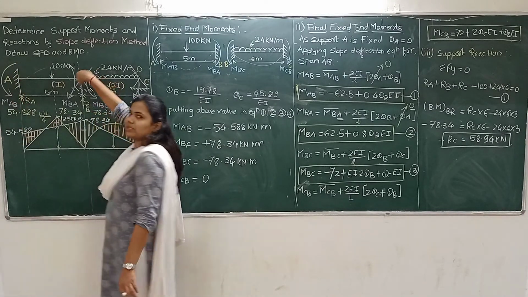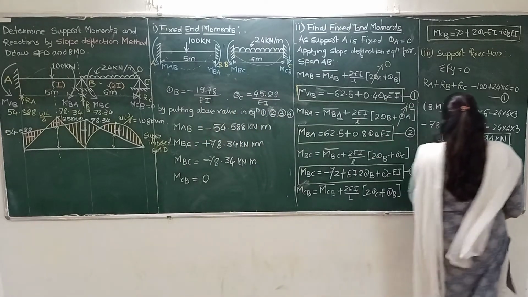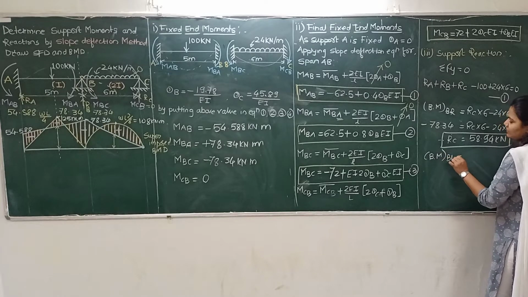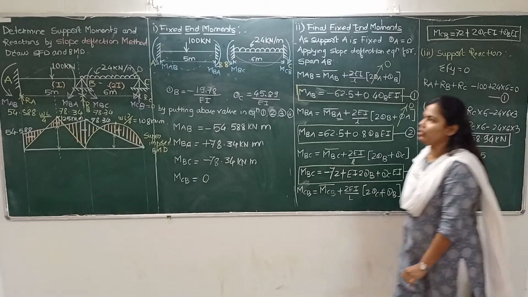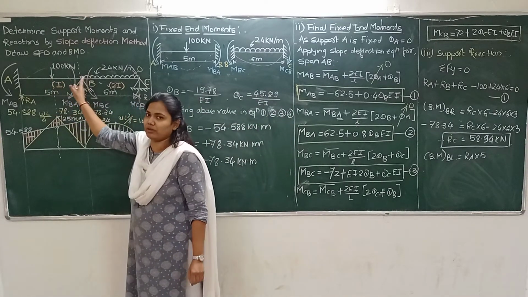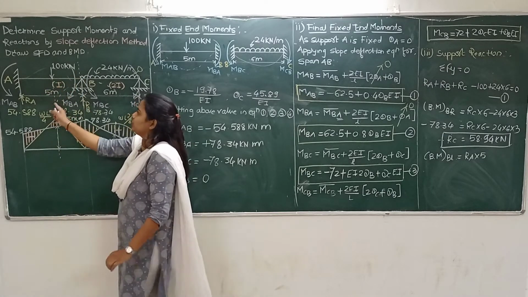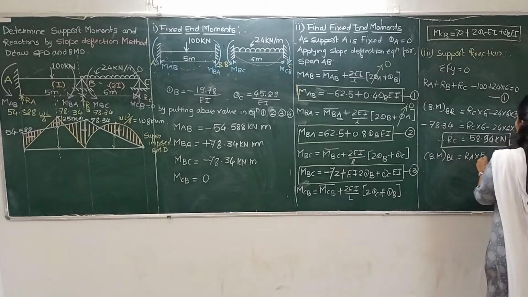RA will try to bend in the upward direction, taking the sagging nature of bending, so it will be positive. So the bending moment at B point, by observing the left hand side, RA is creating the sagging bending moment: RA into perpendicular distance, which is again 5 meter, RA into 5. Then the bending moment because of this 100 will create the downward bend, that's the hogging bending moment nature. So 100 into 2.5 is the perpendicular distance.